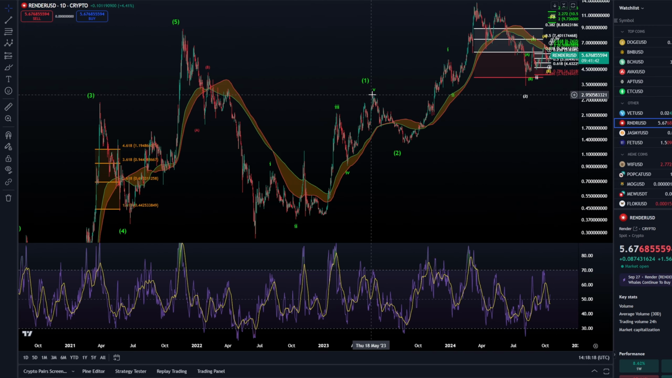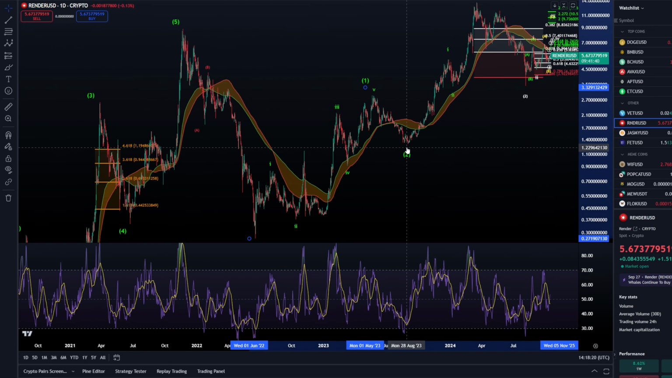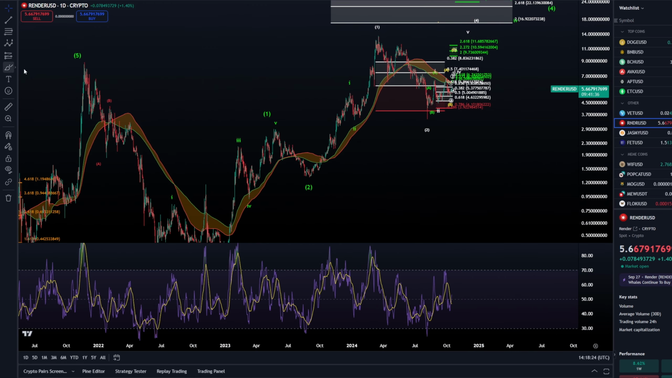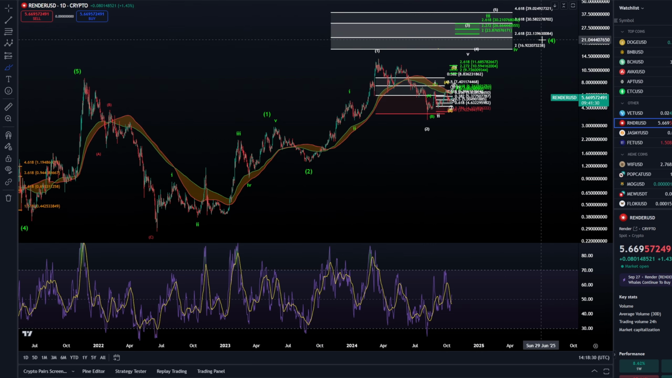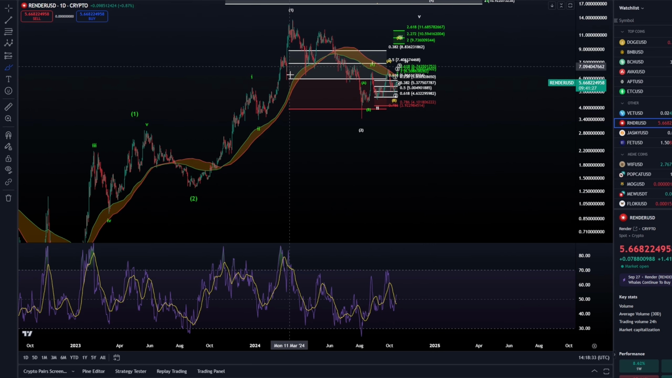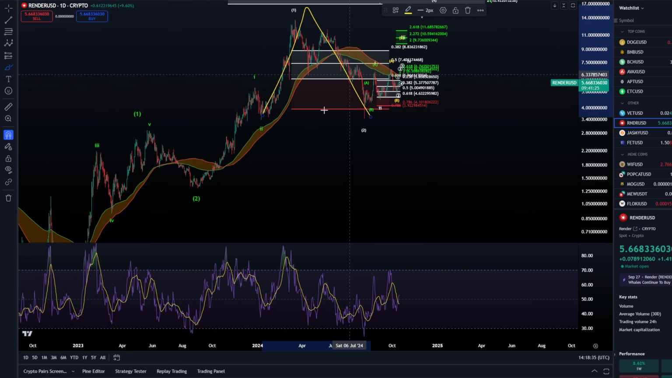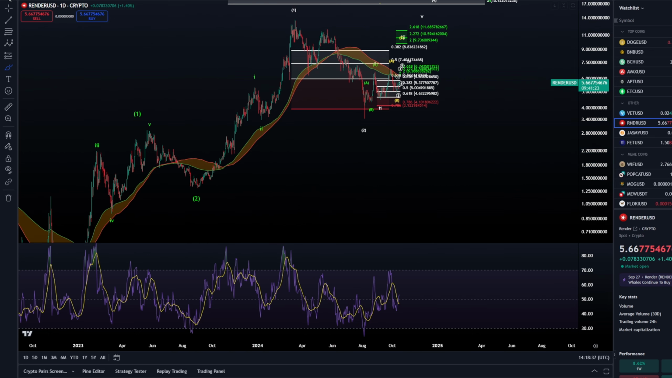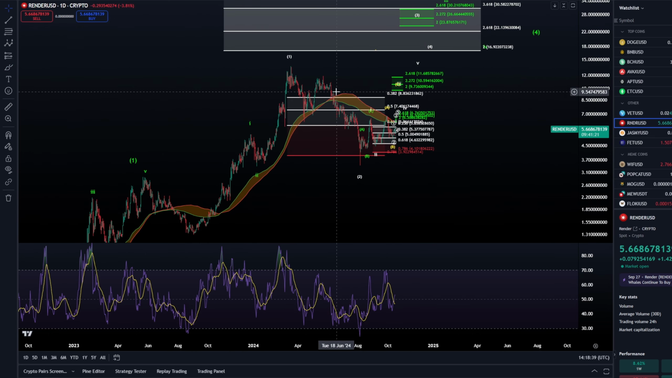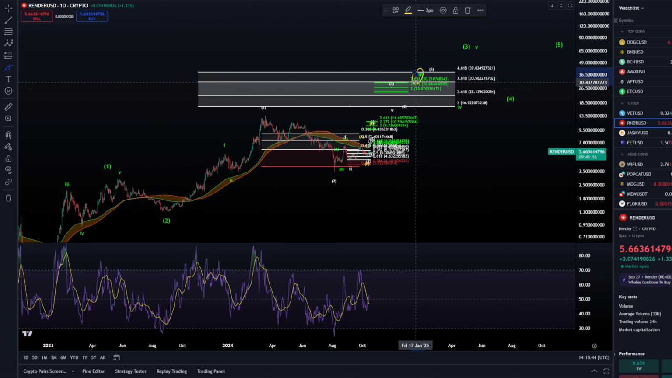Then after that, we got a second wave move down right here, which formed an ABC structure. And then after the second wave move down, we formed a 1-2 setup of a third wave, which is right here. And right now we're in a 1-2 setup of this 1-2 setup. So we're in a 1-2 setup of this third wave right here, which is the third wave of this 1-2 setup. And this is also the third wave of the main third wave.